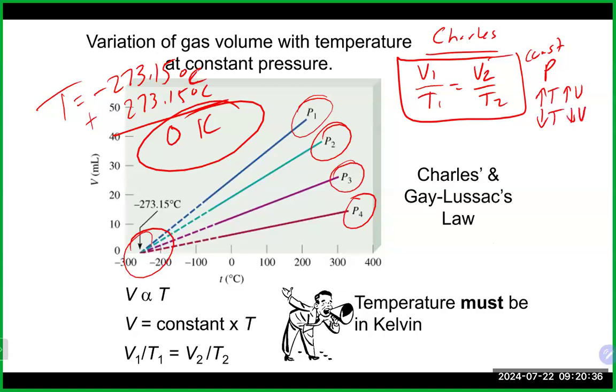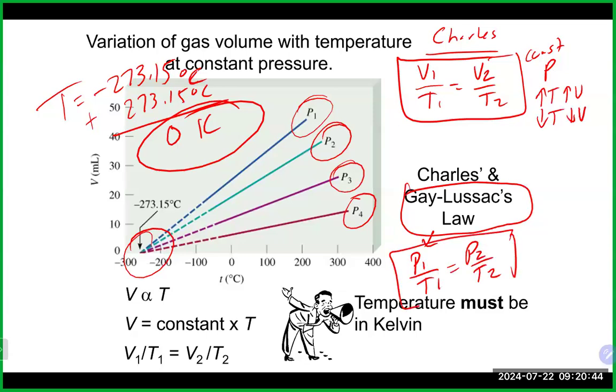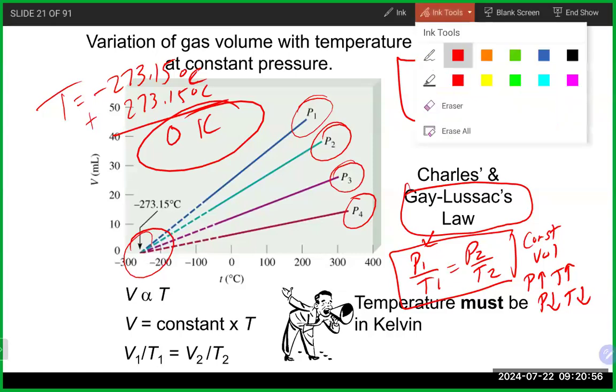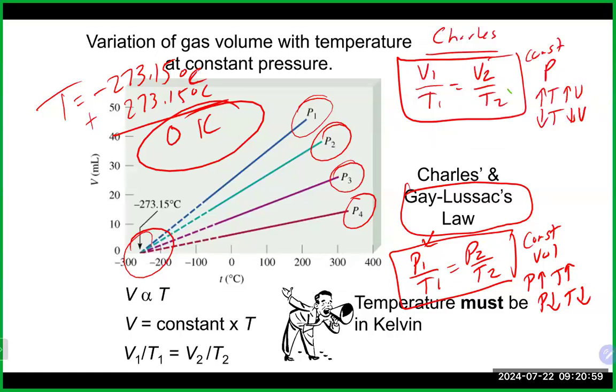And if we look at Gay-Lussac's law here, which is basically P1 over T1 is equal to P2 over T2, and this is at constant volume, where we see the pressure goes up, the temperature goes up, and the pressure goes down, the temperature goes down. Whenever you have, in any gas law, essentially, temperature, they need to be in Kelvin.